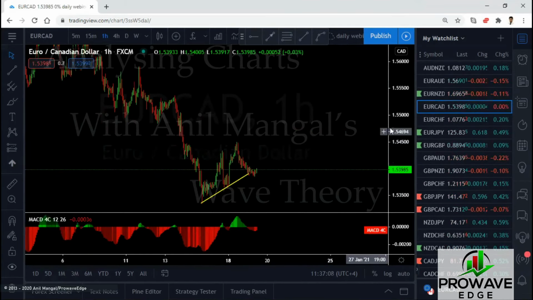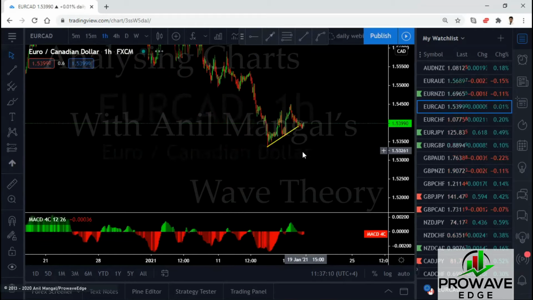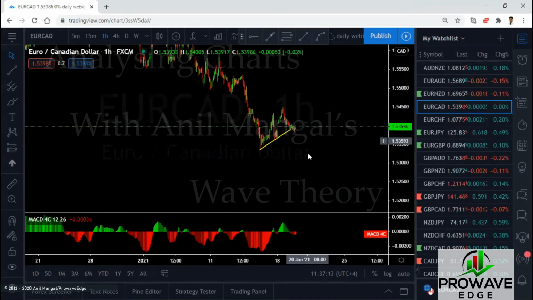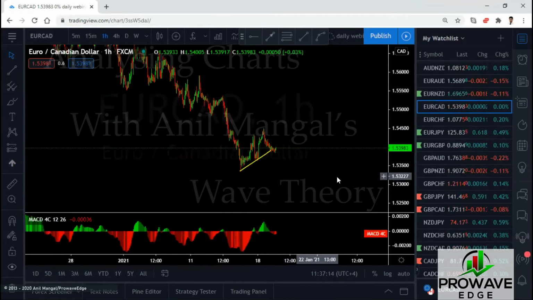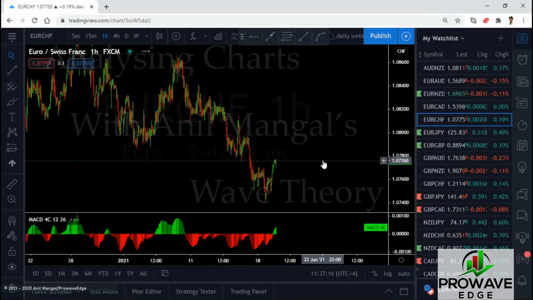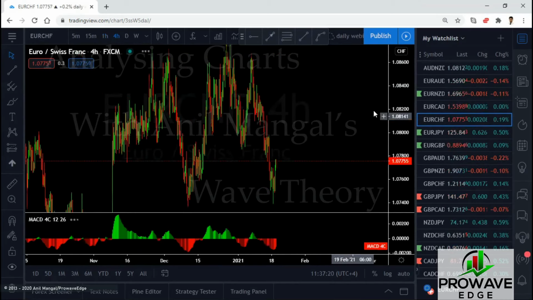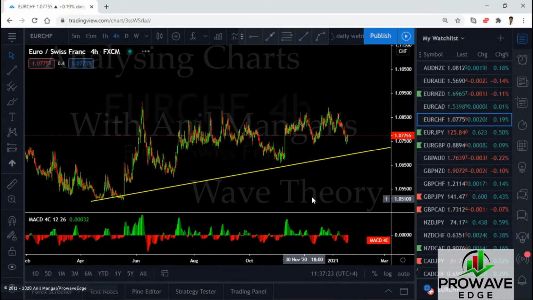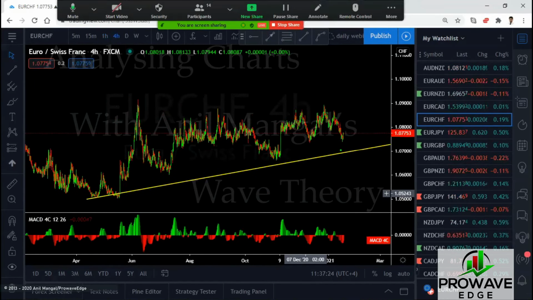EuroCAD, it's a sell, but probably don't trade it. We have a sell setup, but I don't think we should trade it because it doesn't move very fast. Euro Swiss, same thing. We're coming back up. Let's see the big picture. Yep, going back up. So you're probably going to be retesting the top here again, and it's going to be that long, drawn-out B-wave structure before they come back down.